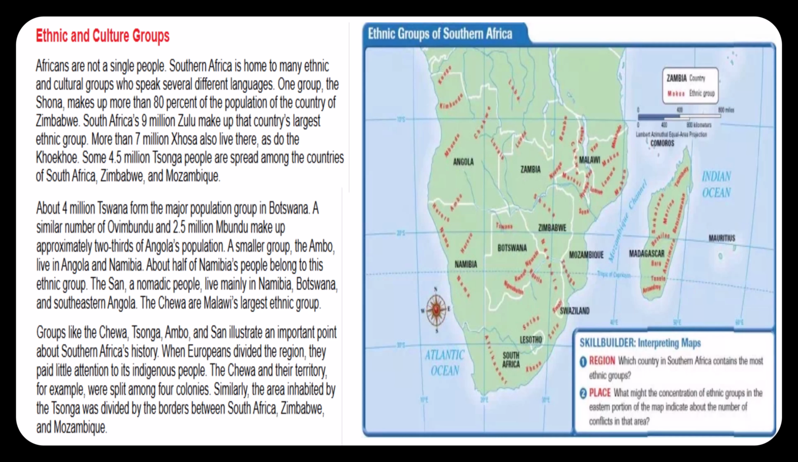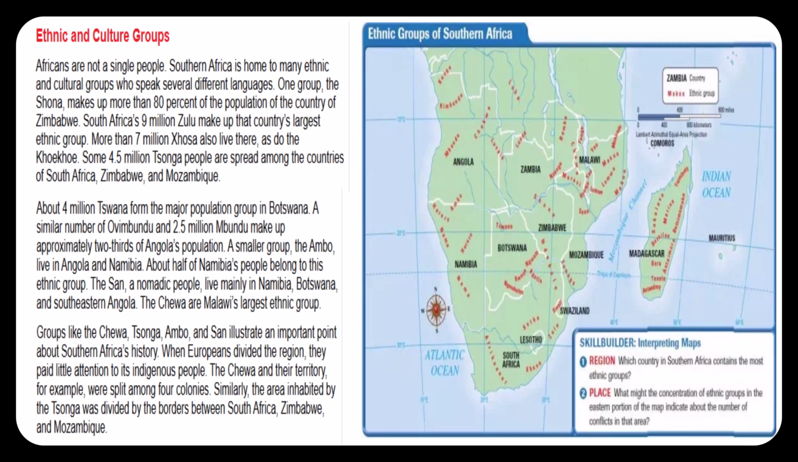A smaller group, the Ambo, live in Angola and Namibia. About half of Namibia's people belong to this ethnic group. The San, a nomadic people, live mainly in Namibia, Botswana, and southeastern Angola. The Chua are Malawi's largest ethnic group.